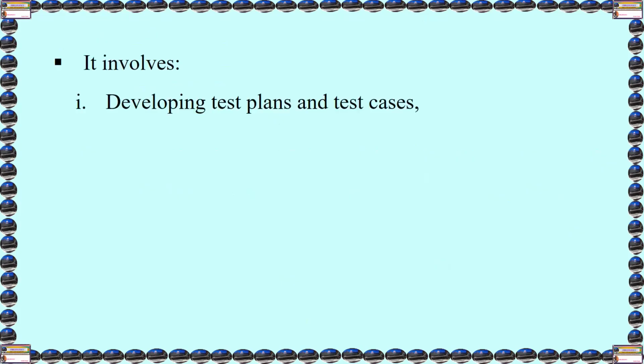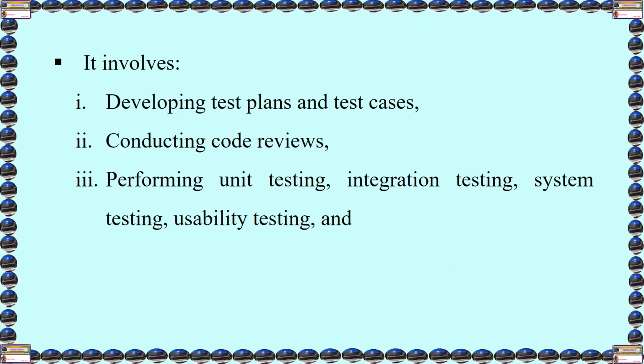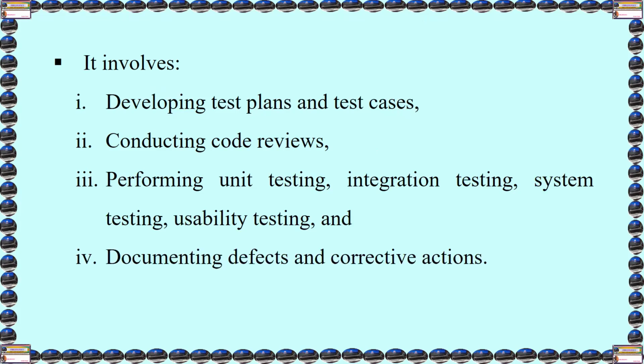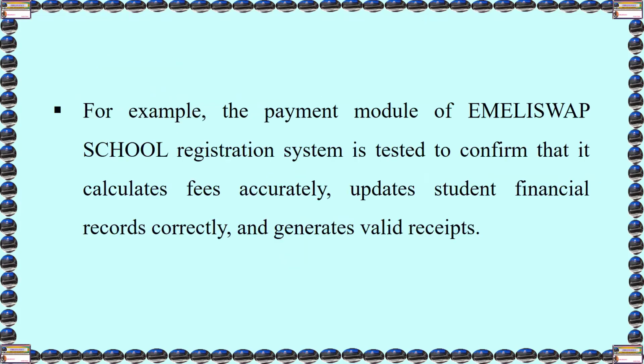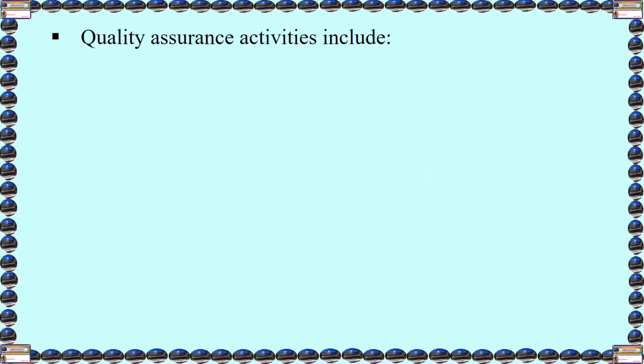It involves the following. One, developing test plans and test cases. Number two, conducting code reviews. Number three, performing unit testing, integration testing, system testing, usability testing. And number four, documenting defects and corrective actions. For example, the payment module of a SWAP school registration system is tested to confirm that it calculates fees accurately, updates student financial records correctly, and generates valid receipts.